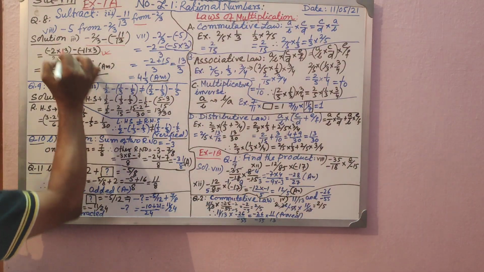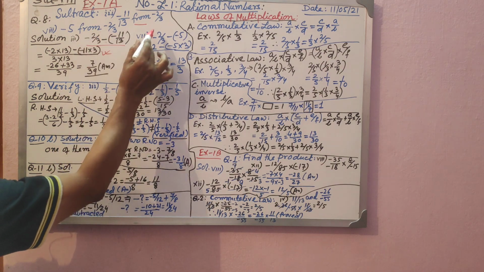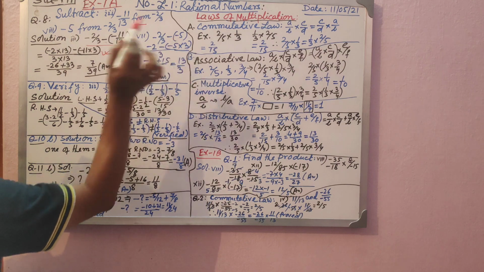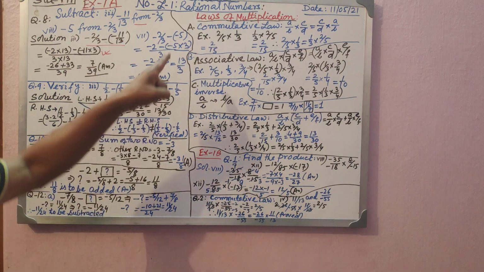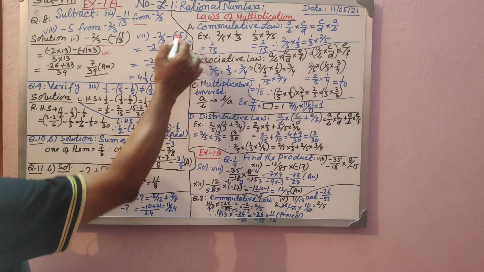Now moving on to question number 8. See, minus 2 by 3 is the minuend, minus is the sign for subtraction, and then the decimal number is minus 5. Minus 5 in the P by Q format will be minus 5 by 1. That's also very well a rational number.